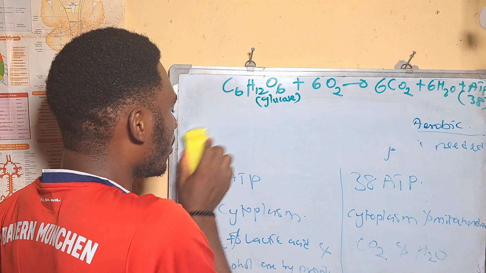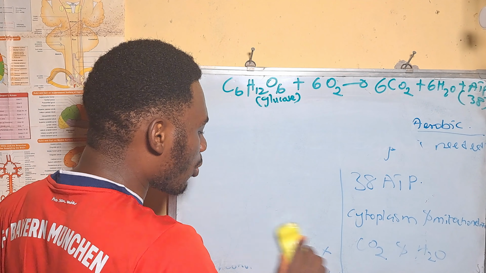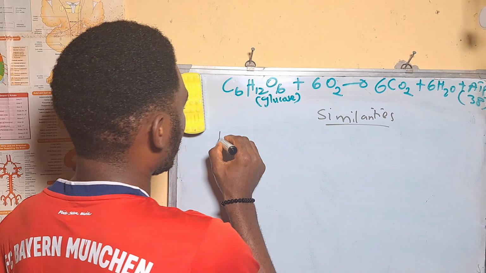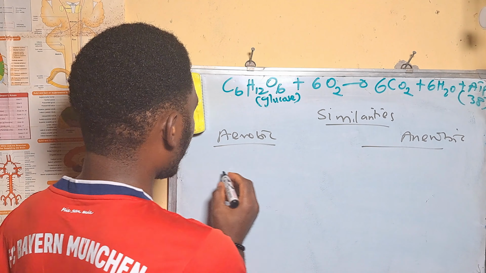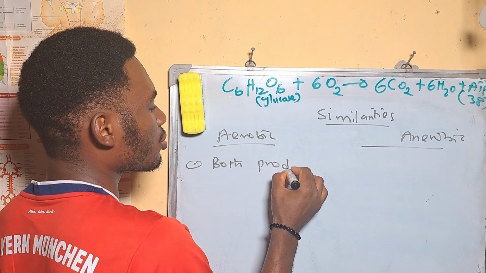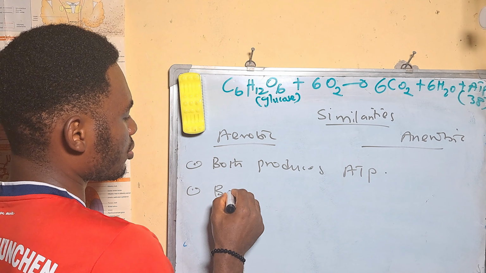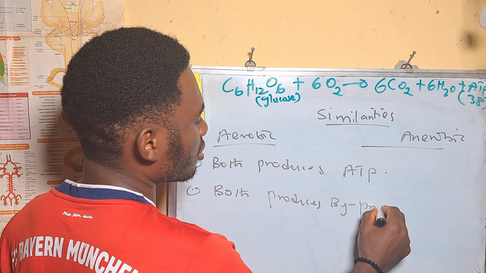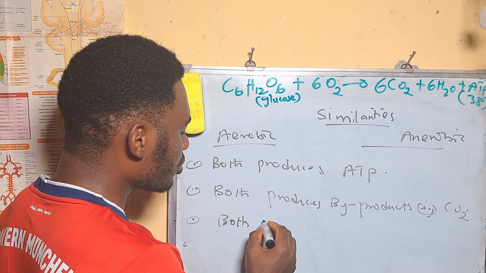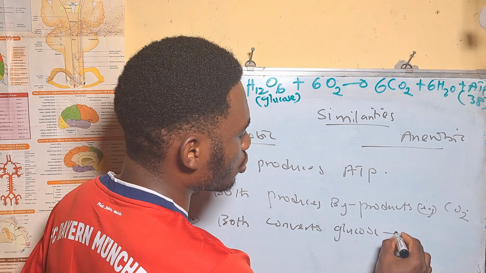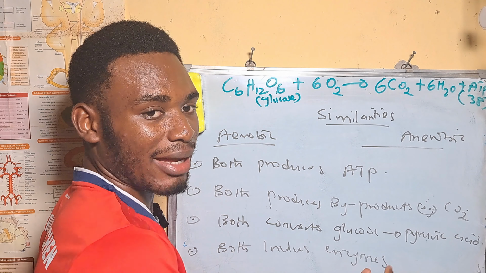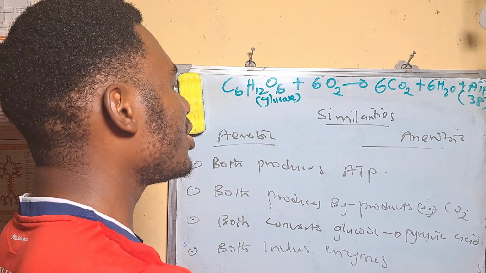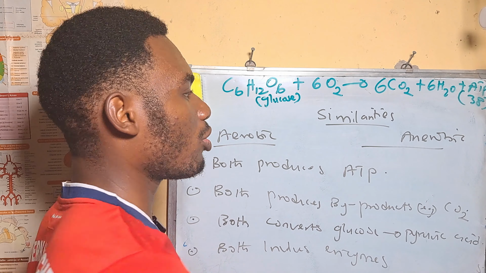Nice. So we have some similarities between the two also, between aerobic and anaerobic respiration. Number one is that both produce ATP. Both produce byproducts, for example, CO2. Also, both convert glucose to pyruvic acid. And both involve enzymes for the reactions. Nice. So this is the comparison between aerobic and anaerobic respiration.